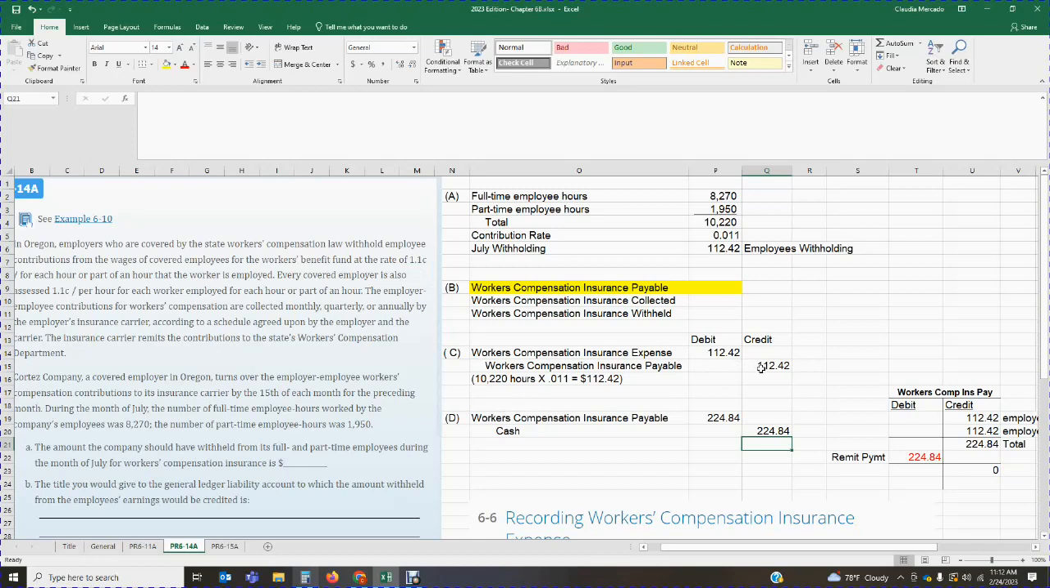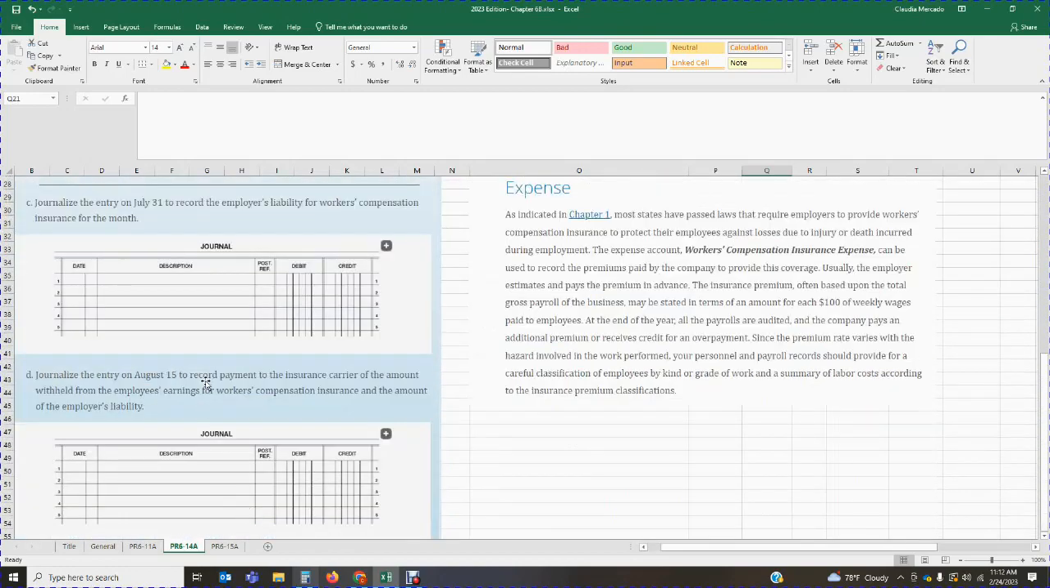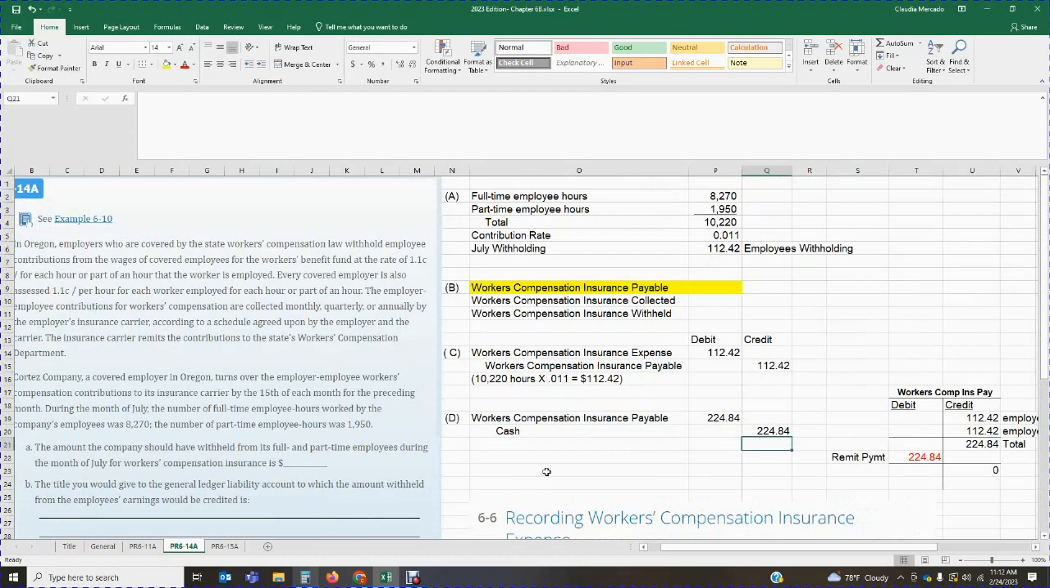Now in letter D, they're saying, now it's time. We are already in August. Because we are in August, we're going to be remitting our payment. So how much are we going to pay? Well, we collected 112.42 from the employees. The employer contributed 112.42. So the amount that we're going to remit payment for is the total of those two, which is 224.84. So I'm going to debit my workers' compensation insurance payable account to take the money out, and I'm going to credit my cash.